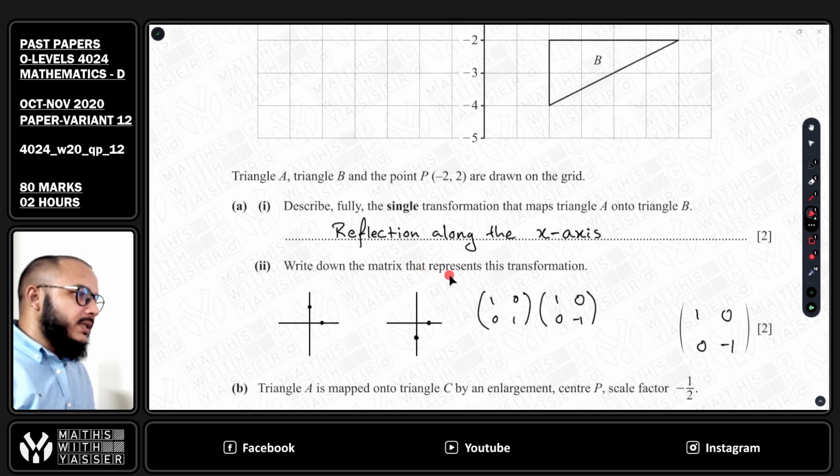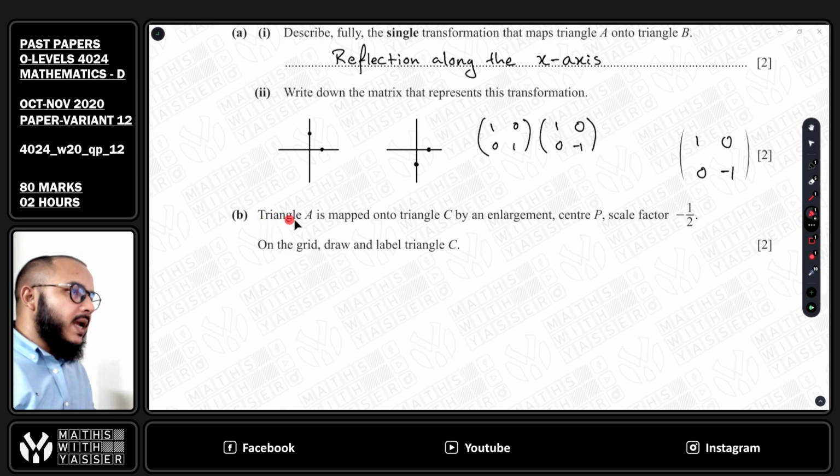Then it says write down the matrix that represents this transformation. For this, you can do a quick check. This is the identity matrix. This point represents 1, 0, and this point represents 0, 1. Since it's a reflection, the point on the x-axis will stay as it is. This one will come over here since it's getting reflected along the x-axis. So this point will become 0, minus 1. Hence, our matrix for this particular reflection should be 1, 0, 0, minus 1.